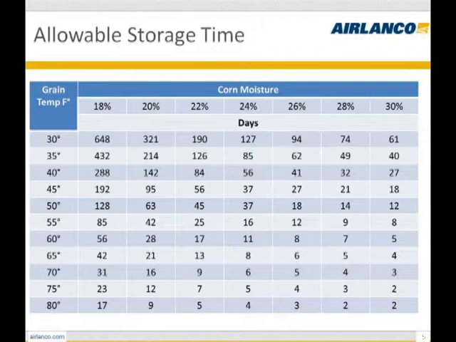This is a chart showing maximum allowable storage time at certain temperatures, and you can see if you cool your drain down to 30 degrees at 80% moisture, according to this chart it should last about 648 days. That's the point I want to make: this aeration is not so much about drying your drain; it's more about maintaining the condition of the drain. So typically in the fall in this area, you cool your drain down and maintain it for long-term storage.